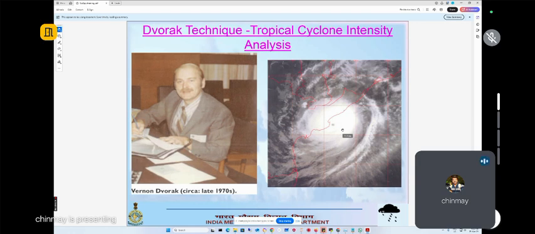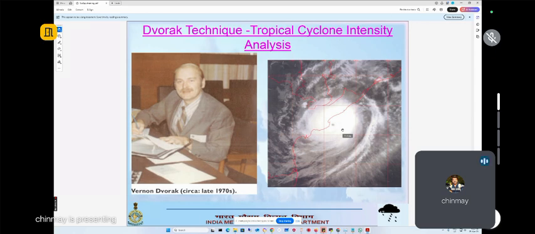Okay, so if the newer technology is available, then why use this old technology? There are reasons for that. The actual wind measurements are carried out using polar satellites, and polar satellites do not give you continuous monitoring. Polar satellites will give you the wind speed at the sea surface level only whenever there is a pass.